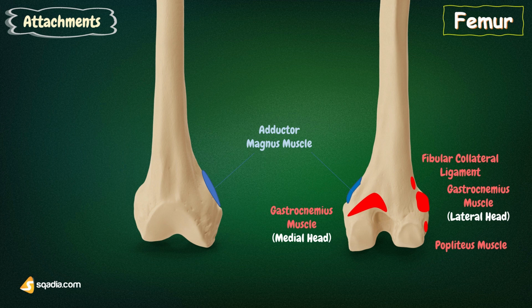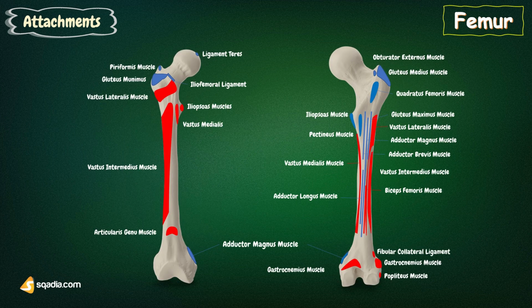Popliteus muscle originates from the lateral condyle of the femur, which is the deepest muscle acting solely on the knee, unlike other muscles which articulate with the ankle as well. That is all about the femoral bone, its bony features, anatomical position, and muscles. In the coming sections, we will talk about the two bones of the calf, so stay tuned.